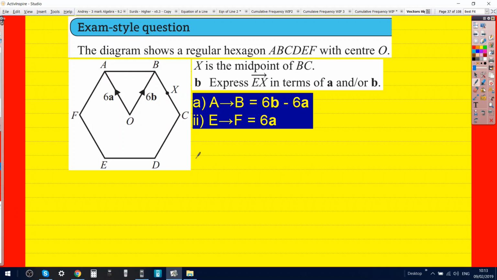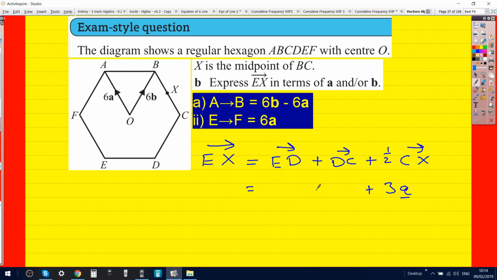Express XZ in terms of... so would that be... I'm not sure. E to X. What is E to D? Oh wait, so E to D is... then D to C to half. So would C to X be plus 3A? C to X would be 3A, yep.